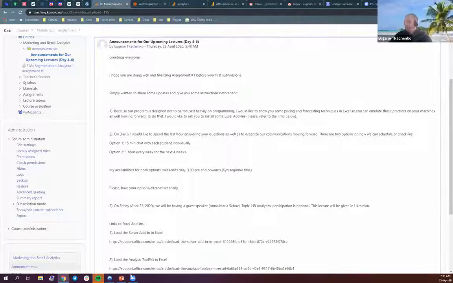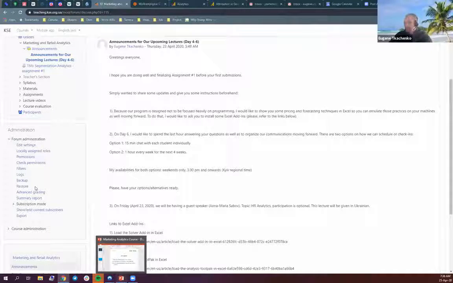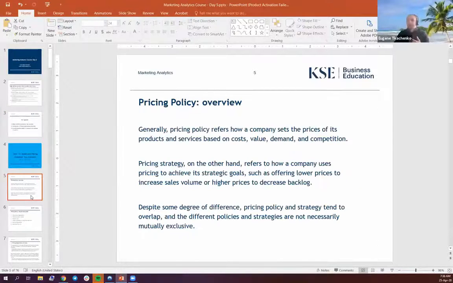Okay, cool. So let's get to it. The main objective of pricing analytics and everything pricing related is to get a pricing policy created. When we say pricing policy, we're referring to the ways a company sets the prices of its products or services based on cost, value, demand, and competition. However, there is another term which coexists at the same time, and sometimes supplements policies in place, and this term is pricing strategy.